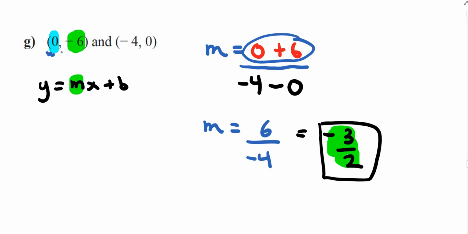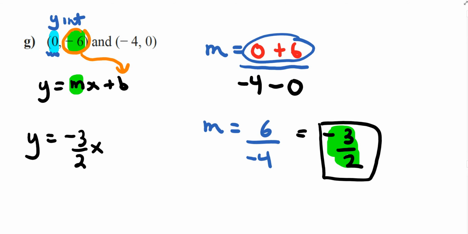Whenever the x value here is 0, this is actually your y-intercept, right? So you can just substitute that negative 6 right in for b right away. So my final answer is y equals negative 3 over 2 x, and then minus 6. And that's it for that particular problem.